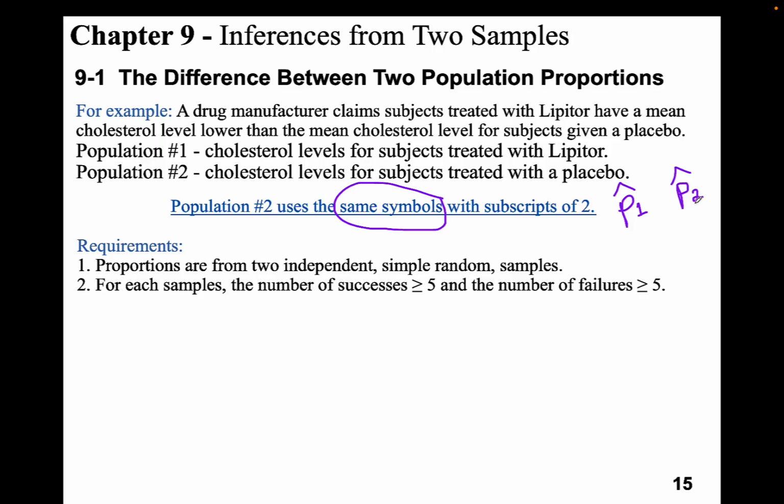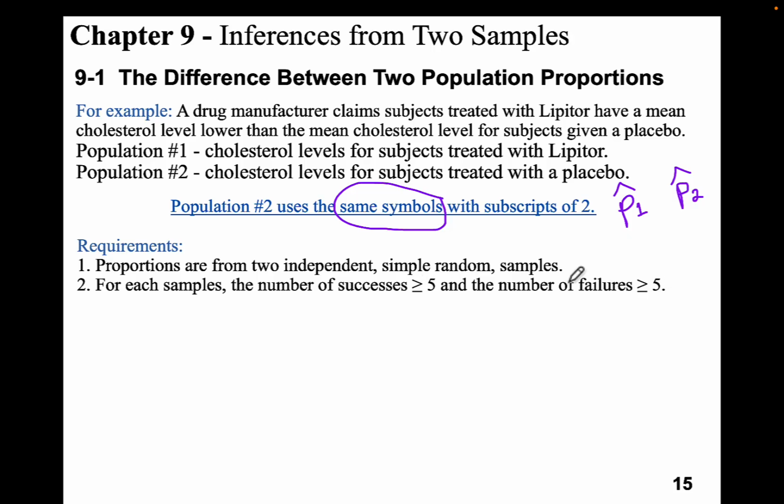Requirements. We need proportions from two independent simple random samples, okay? Population 1 needs to be independent of population 2, and we still need simple random samples for each. Furthermore, we need each sample's number of successes to be greater than or equal to 5, and the number of failures to be greater than or equal to 5.